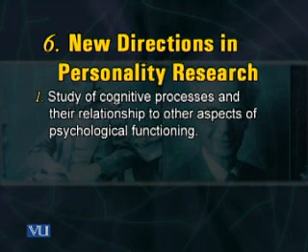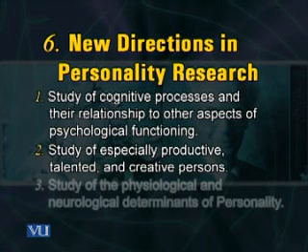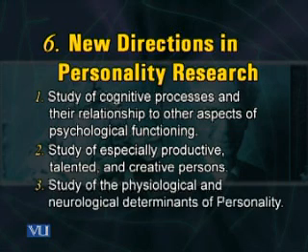So how cognitive variables are affecting your other areas of functioning. Number 2, we should focus on creative, talented people, or let's say we should try to study the fully self-actualized individuals or the fully functioning individuals. Number 3, the study of physiological and neurological determinants of personality.